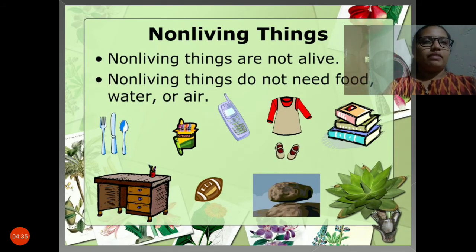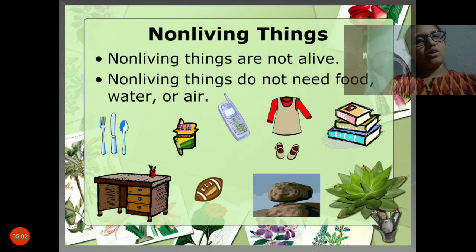You have seen the features of living things. But what about non-living things? Can non-living things move? No. Non-living things are not alive. They don't have a life. They will not grow. They will not move. Non-living things do not need food, water or air. Since they are not alive, they will not grow, and they will not need food, air, or even water. They don't need anything.